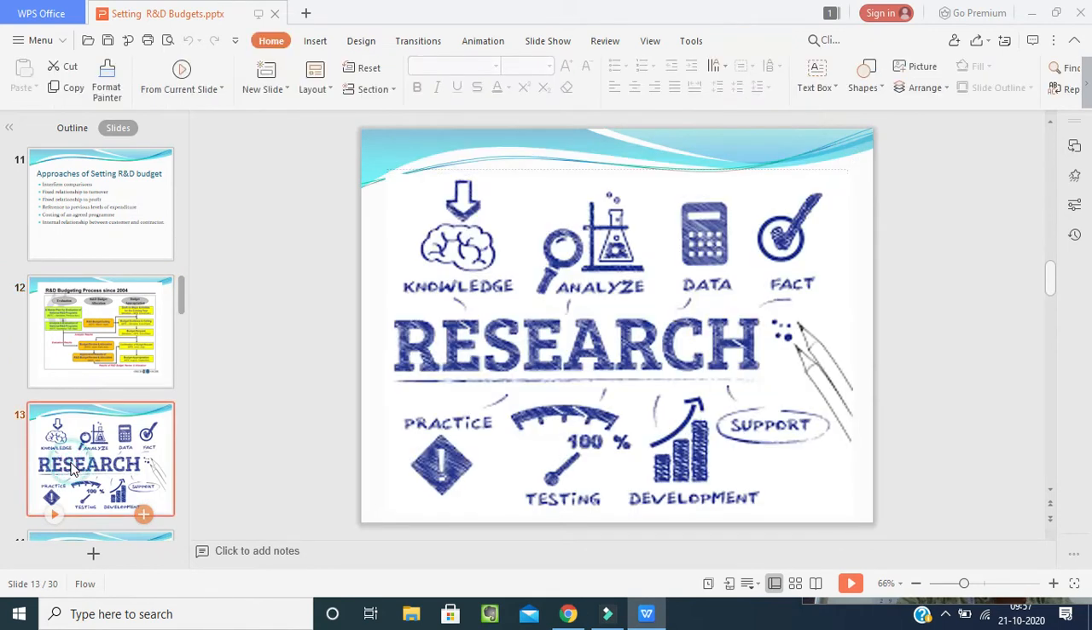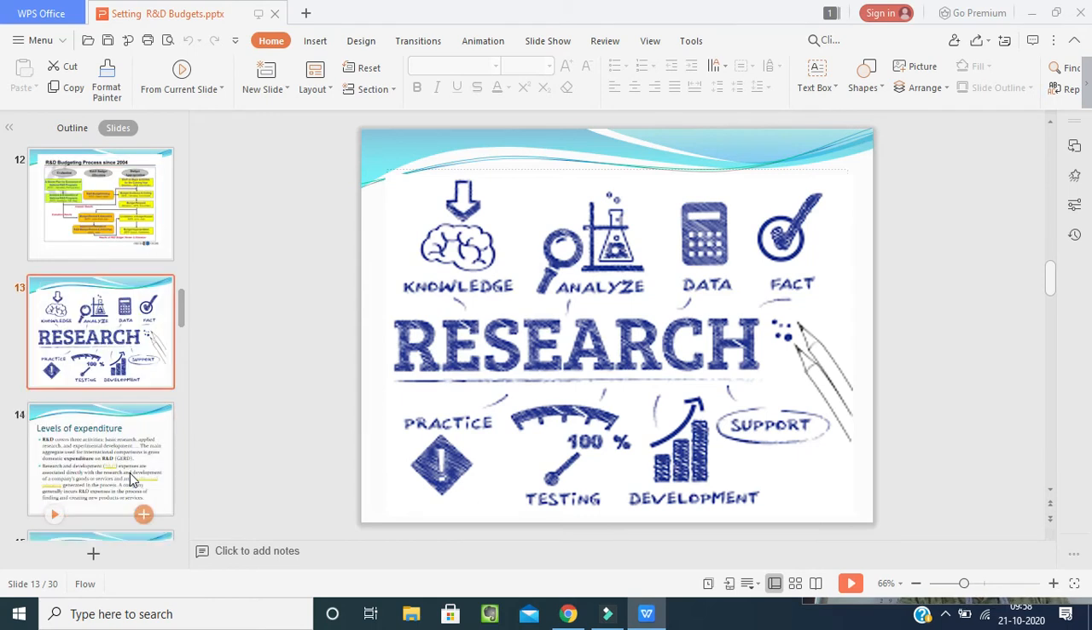Next, here is also how the research will take place, what knowledge we should have, what we have to analyze, what data and information we have to collect. After collecting the data, what facts do we have to collect, and we have to go for the practice. Then we have to go for the testing. Are 100% results coming or not? Then development will be there. When we are having the development, then we have to go for the support. So all these things are analyzed. This is called research and development. Research is this much and the development is there, and this R&D is supporting the setting of the budget.